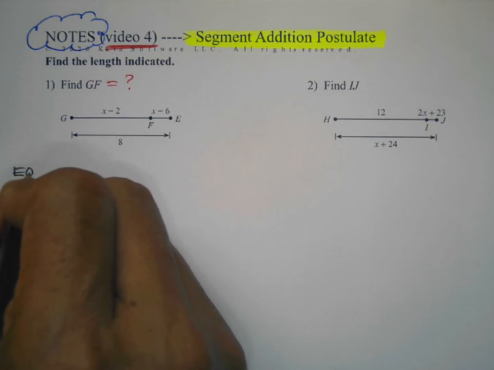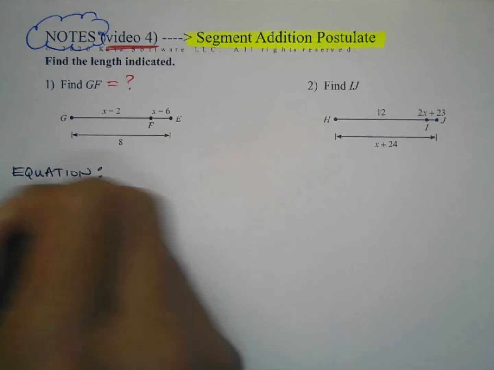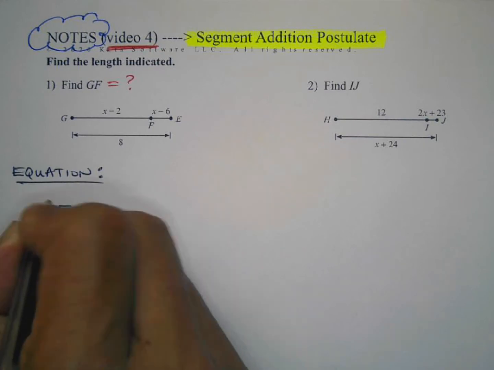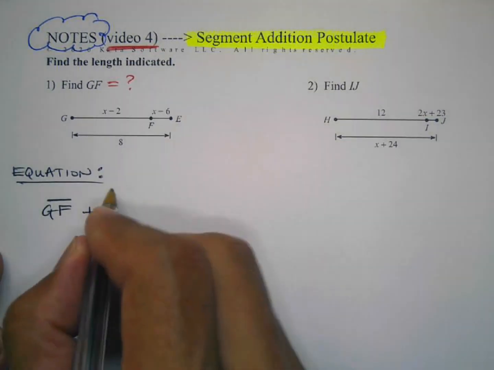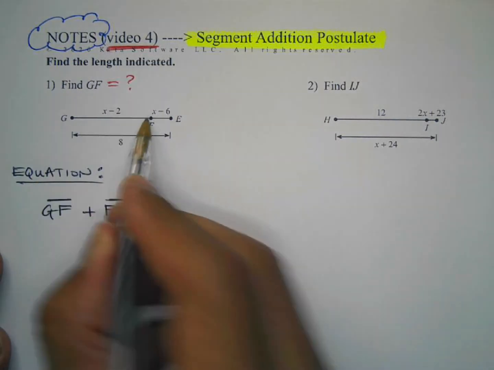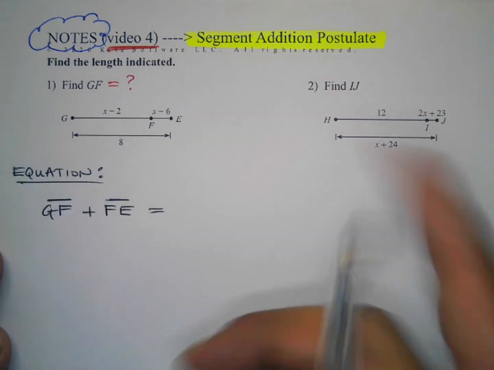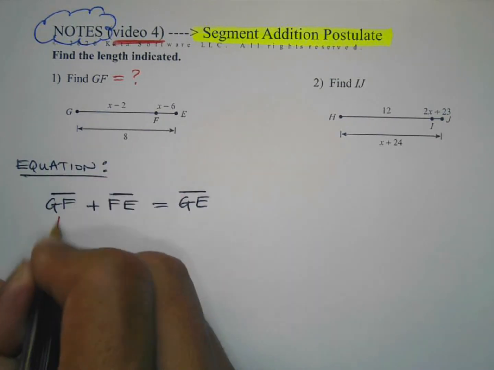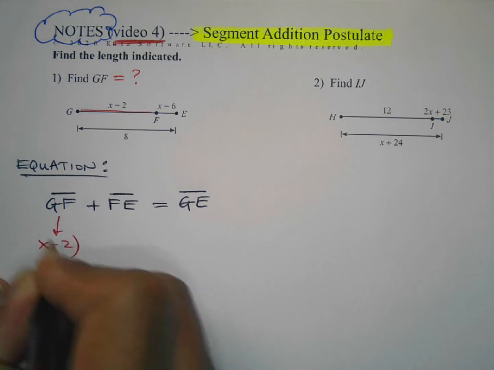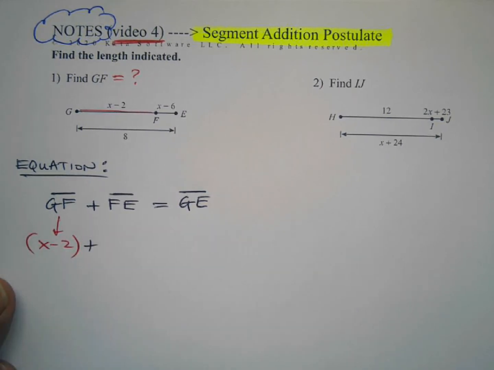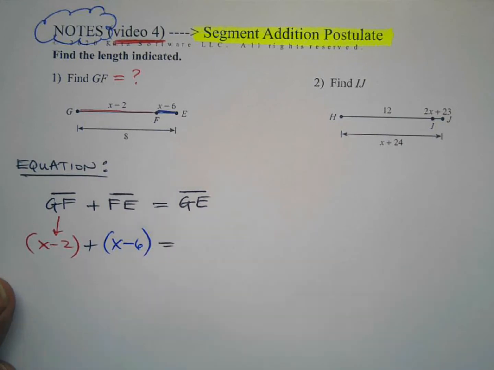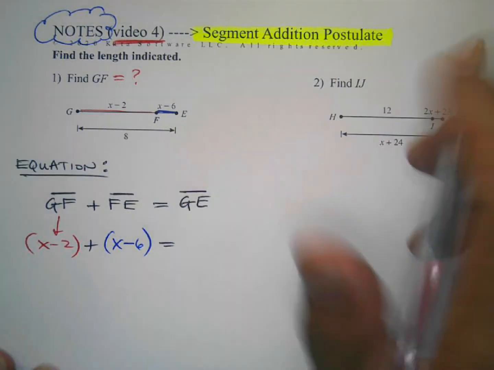We're going to set up our equation from the segment addition postulate. By looking at this picture, forget about all these numbers. Look at the G, the F, and the E. GF, this first one, and I add or connect it to this second one. GF plus FE adds up to the whole length, GE. We're still doing the same thing. GF is x minus 2, plus FE is x minus 6, equals the whole thing. Do I have a measure for the whole thing? Yes, 8.